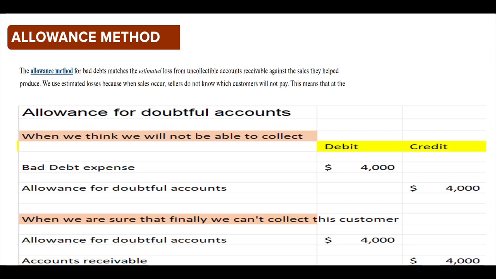The allowance for doubtful accounts is a contra asset account. It is placed under accounts receivable in the balance sheet. When we are sure that this customer will not pay, we debit allowance for doubtful accounts and credit accounts receivable.